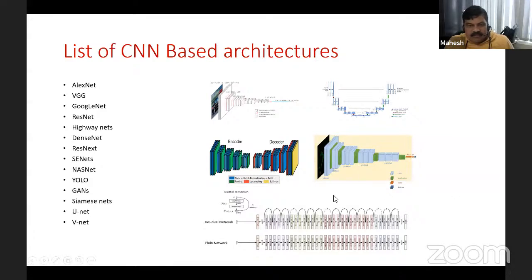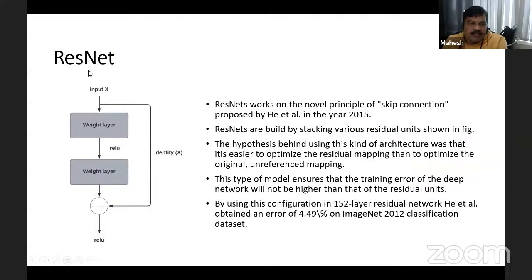Then RNNs or ResNet, the residual net, you can see where a large number of layers are used. If the number of layers is large, then you need an identity connection. Here you can see the input is fed again here, so that the gradient will not become zero. All those things we have to understand. Here you can see ResNet. These are the layers, but here we are providing the input again.